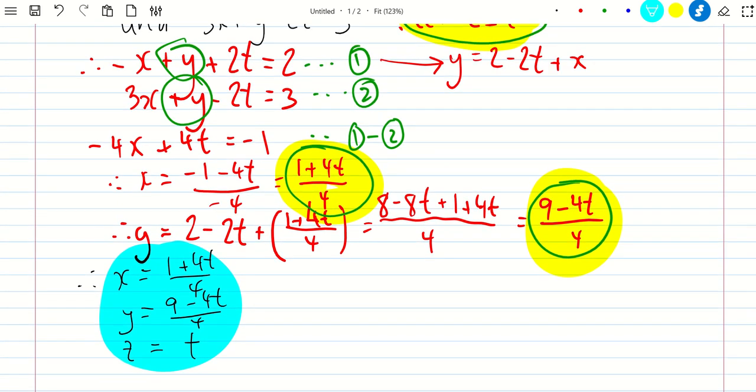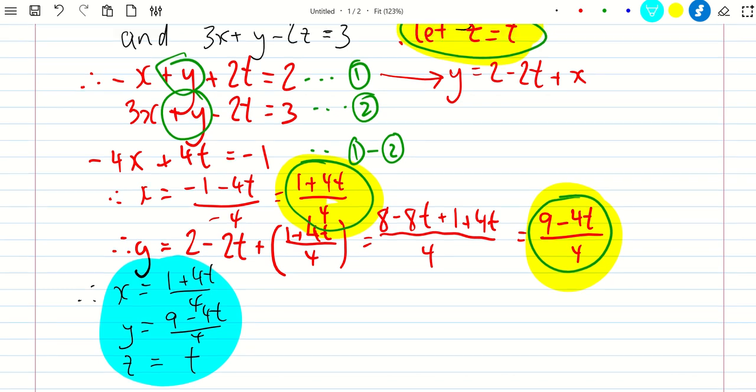You could change that around and move it into a Cartesian equation. You can do all that sort of stuff. You know how to do that. But that's how you find the intersection of two planes.